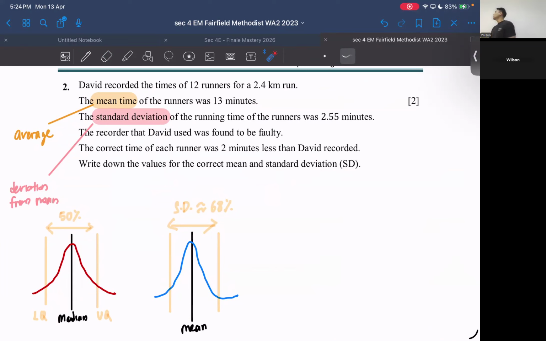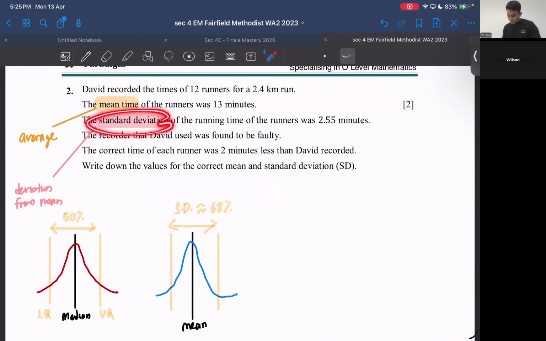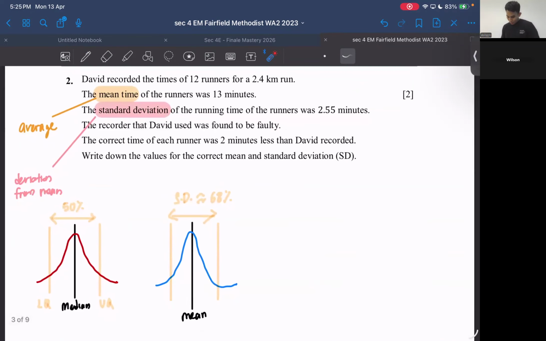Now, again, standard deviation is another way of talking about consistency. Standard deviation is the deviation from the mean. Interquartile range is the deviation from the median, right? So we have mean time and standard deviation over here. Now, the question says the recorder that David used was found to be faulty. The correct time for each runner was 2 minutes less than what David recorded. Write down the value for the corrected mean and standard deviation over here.